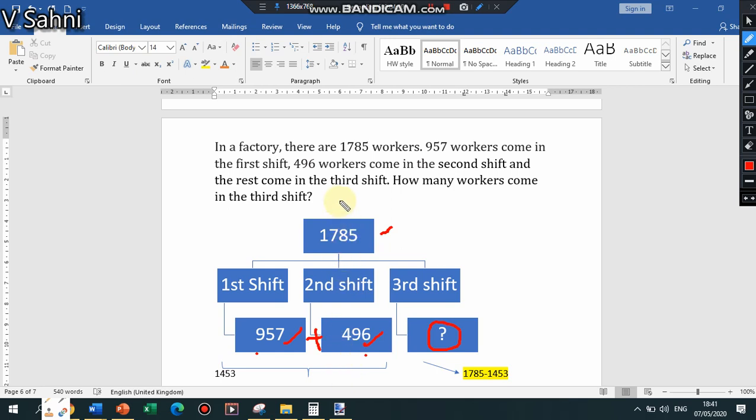See, I'll give you this. You have to understand this very clearly. Suppose there are 10 people total, and here there are 2 people, here there is 1 person.